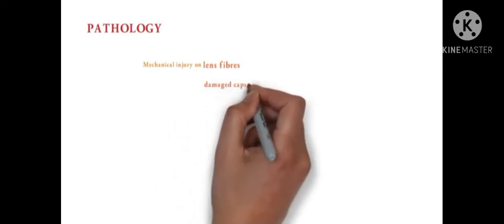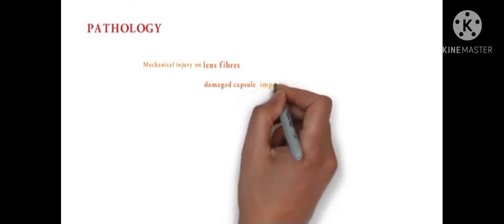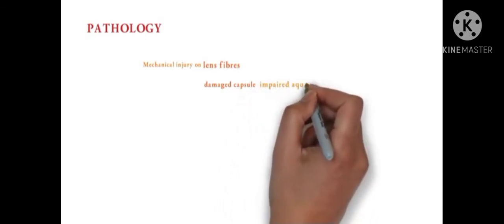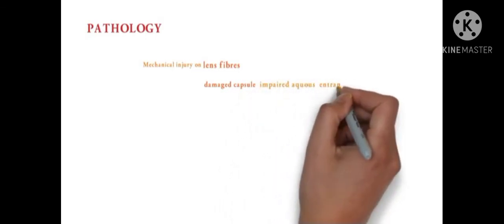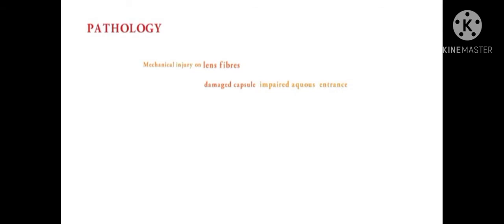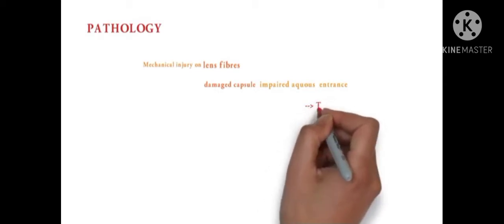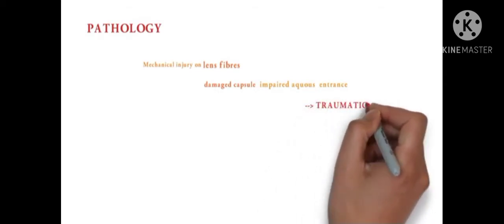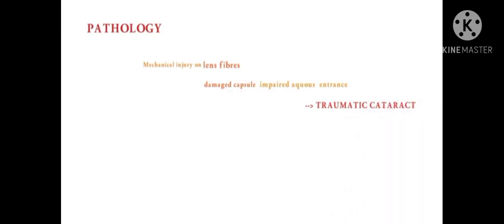There is an injury to the lens fiber, largely due to the entrance of aqueous because of damage to the capsule. With a damaged capsule, there is impaired entrance of the aqueous flow, because the lens depends upon aqueous humor for its nutrition. These changes may cause the traumatic cataract. Okay, so this is the pathology behind the traumatic cataract.